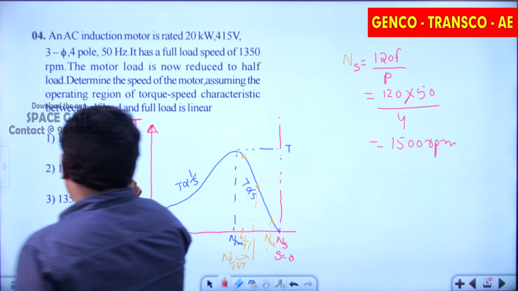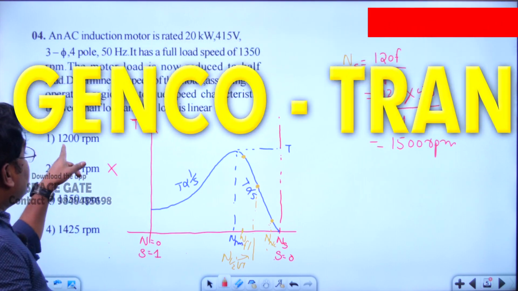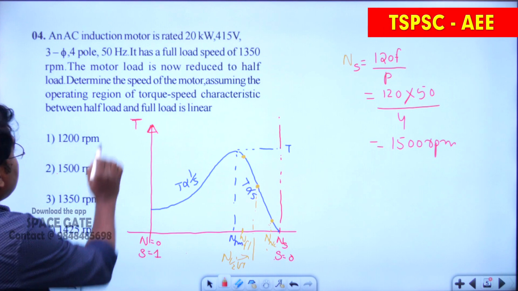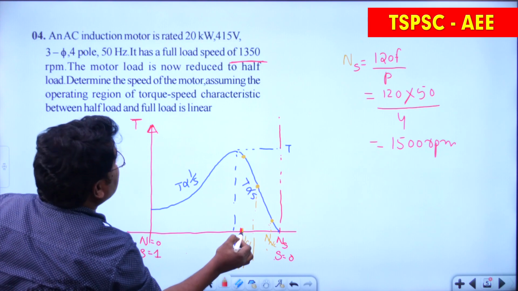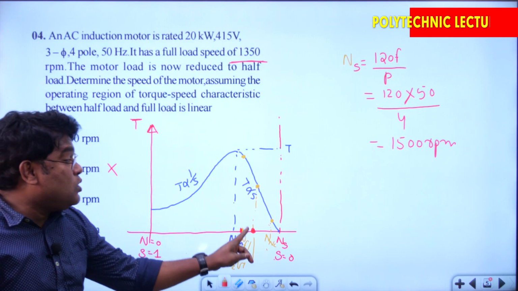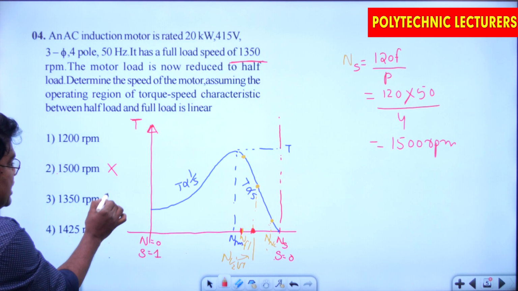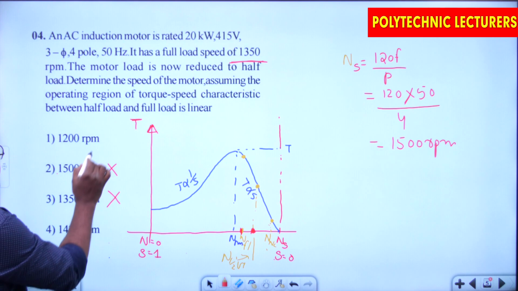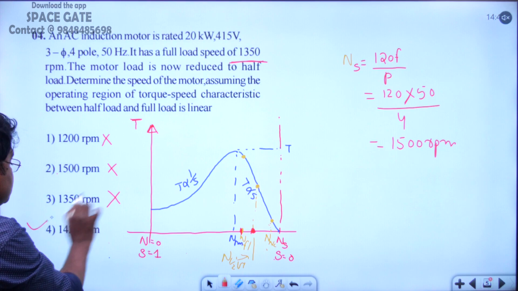So here, 1500 rpm is not correct. And next, 1200 rpm. Here the full load speed is given as 1350 rpm. So definitely the no load speed and half full load speed are more than 1350 rpm. Now 1350 is also not correct, and 1200 is less than the full load speed, so this is also not correct. So now which option is suitable here?